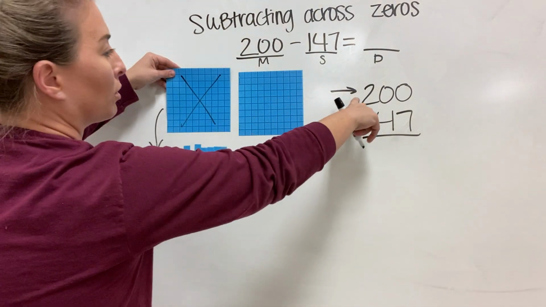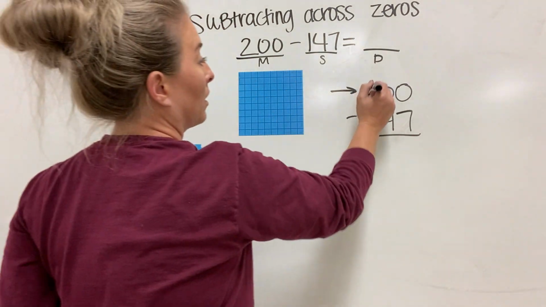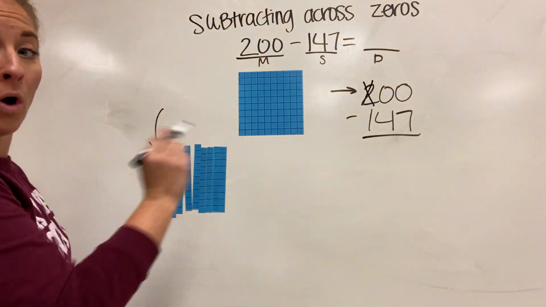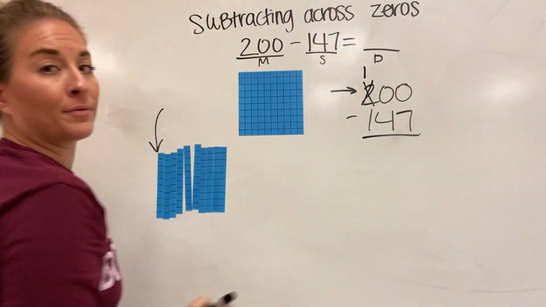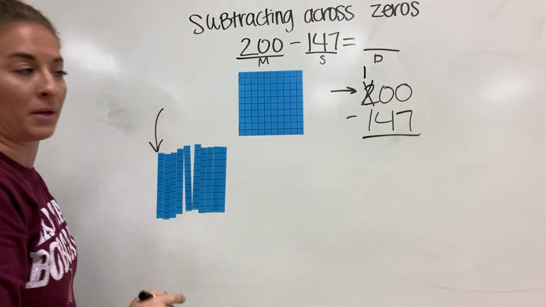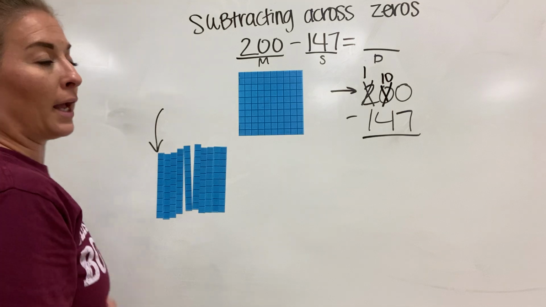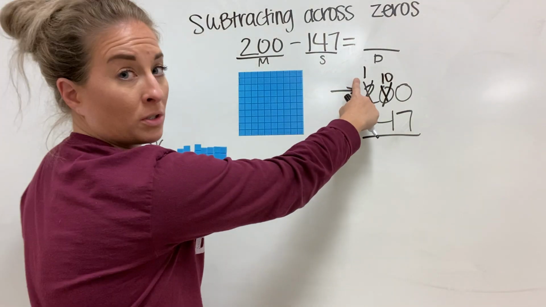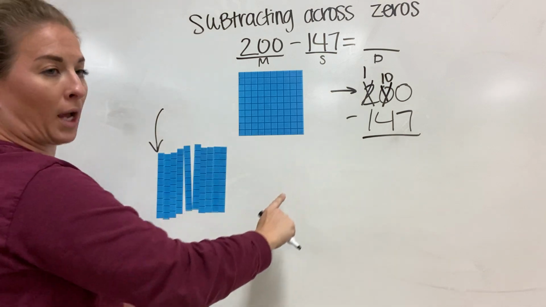I want my algorithm to match what I just did, okay? So I got rid of a hundreds block, right? I have 1 left. And in my tens place, I no longer have 0 tens. In fact, I have 10 of them. So this is just going to change to 10. Okay, so it's true. I have 100 square and I have 10 tens. I still have 200, okay?